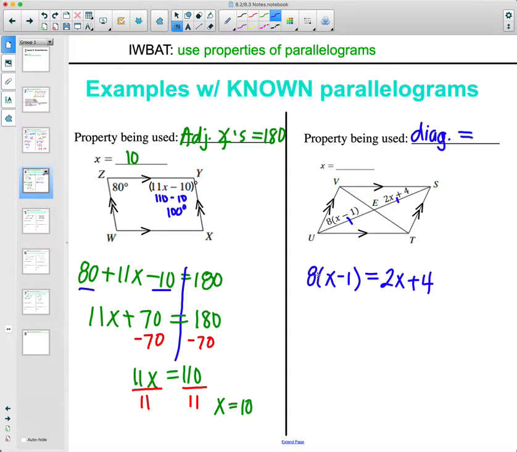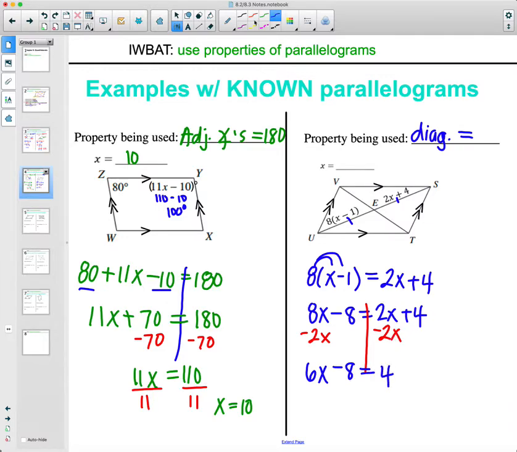In this one, you've got a parenthesis here, so we want to distribute this before we start anything else. So we'll get 8x minus 8 equals 2x plus 4. No like terms on either side, so we want to combine the like terms across sides. I like to do the x's first, so I'm going to subtract 2x from both sides. 8x minus 2x is 6x, we still have that negative 8. 2x minus 2x is 0, so we just have that 4.